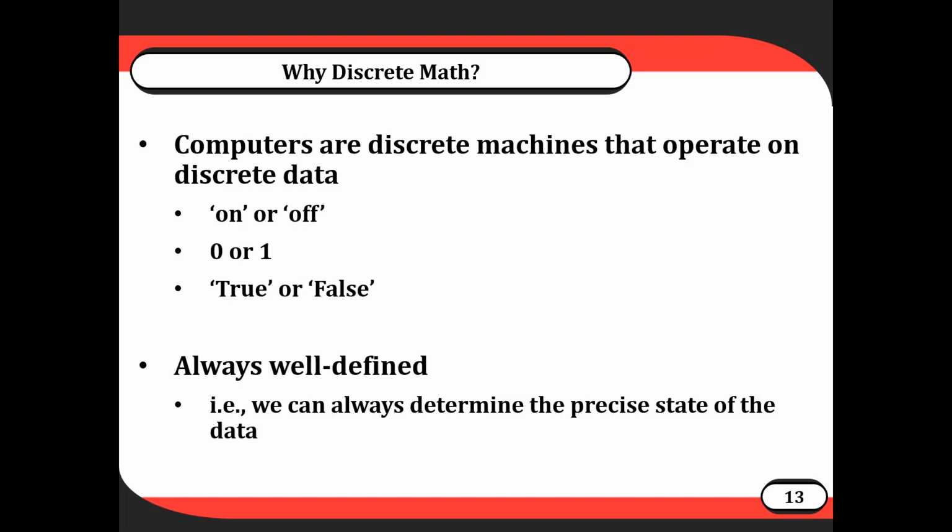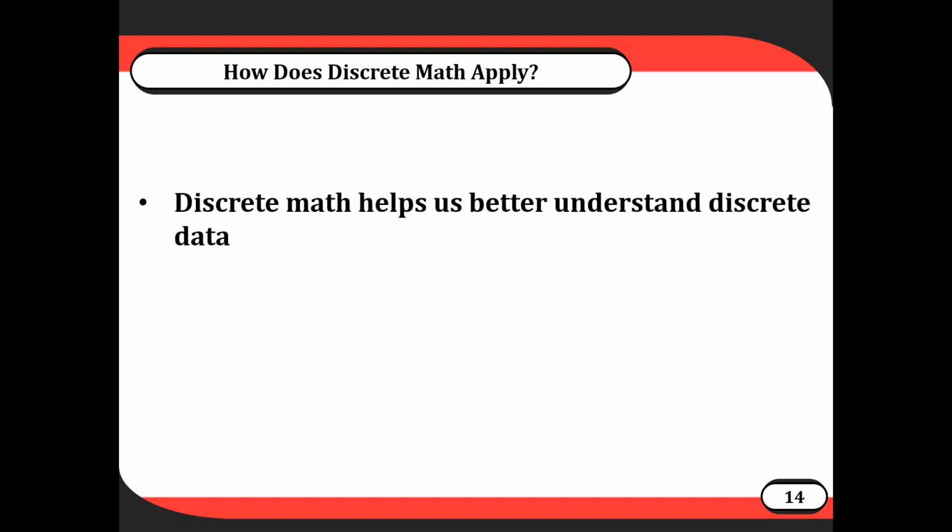But whatever the data is in our computer, it's always well defined. We always know precisely the state of the data. We can always query memory and find out exactly what data is there. It's never like it might be a 0, it might be a 1. If that ever happens, then the computer recognizes that memory as corrupt, and it's unusable in that case. So computers are machines that operate on discrete data, and discrete math helps us to better understand discrete data.